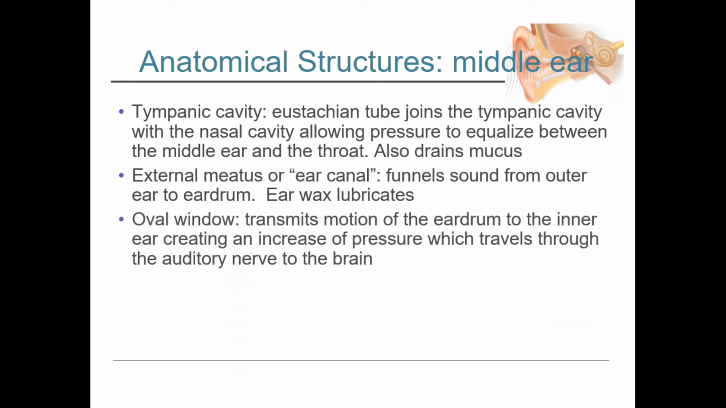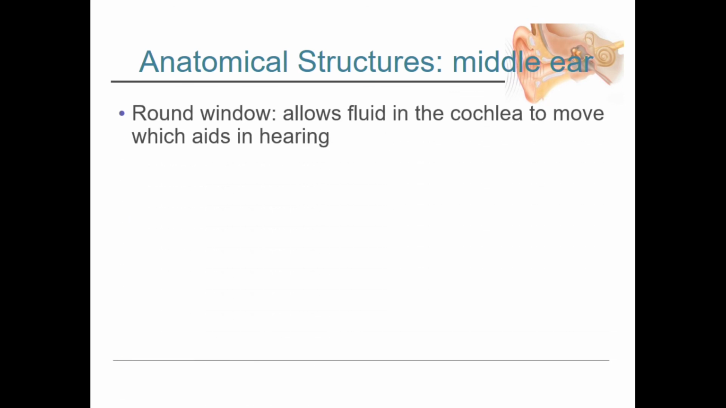And then we have the oval window, which transmits motion from the eardrum to the inner ear. This creates pressure, which actually goes to the auditory nerve, which then transmits sound to the brain. And that's how we get sound. So let's continue on, and then in a minute I'll show you the whole structure.